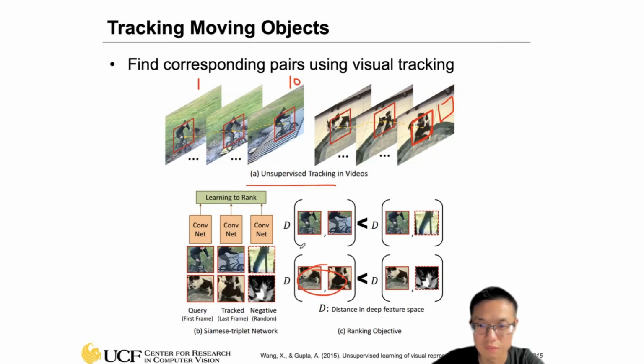So they use this kind of idea to rank. For the tracked one, the distance should be smaller. For the untracked one, the distance should be larger. So they rank this distance as the objective function. That's their supervision signal in their pretext task using the video.